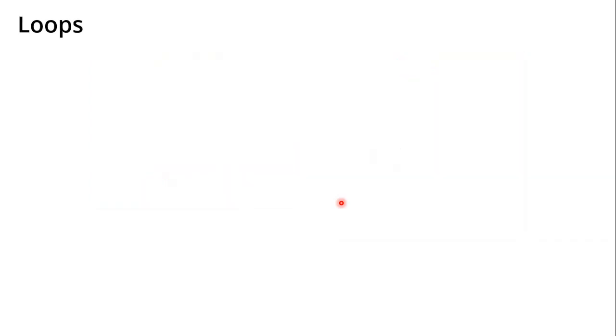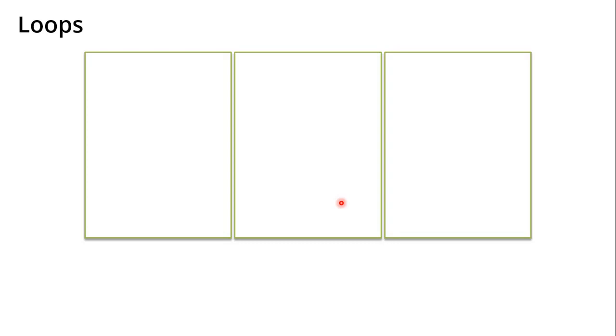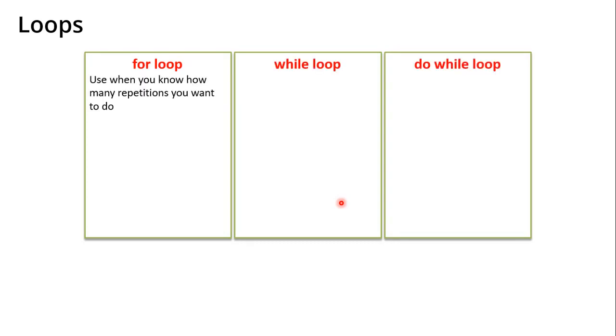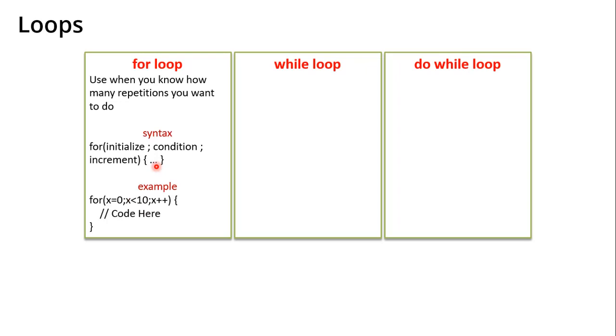Next is loops: for loop, while loop, do while loop. So for loop is used when you know how many repetitions you want to do. Syntax is the same: initialization, semicolon, condition, semicolon, increment or decrement. In the brackets you have to write the statements. So x equal to 0 is the initialization, x less than 10 is the condition, and x plus plus is the increment. And in the curly brackets you have to write the statements.